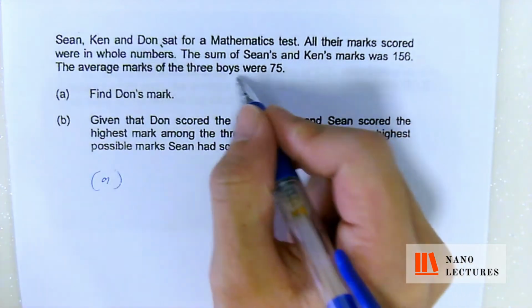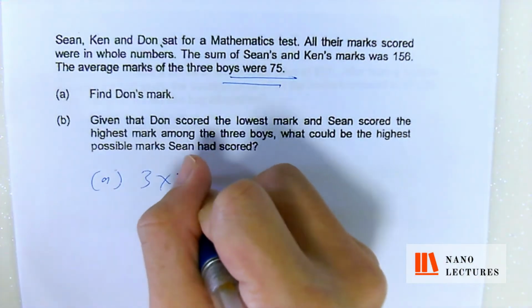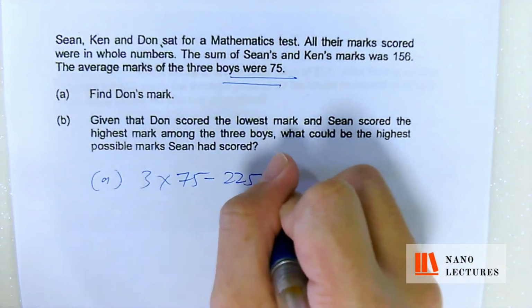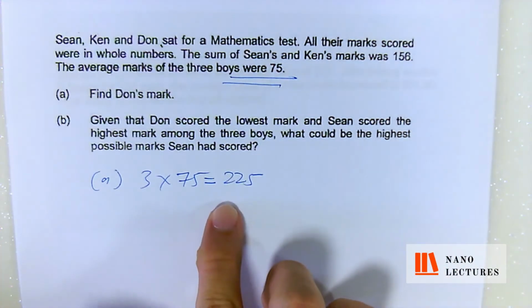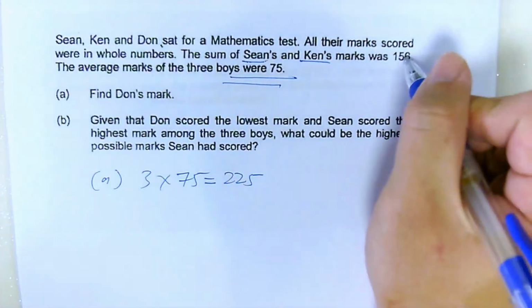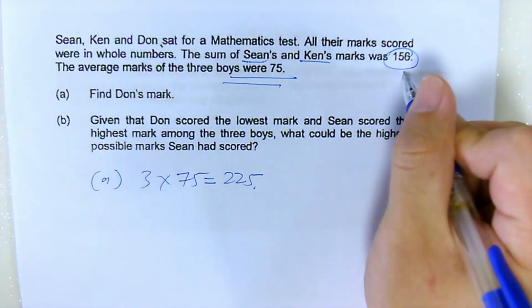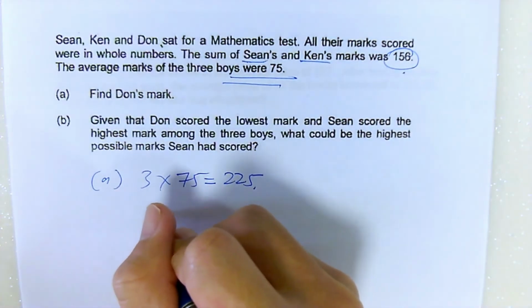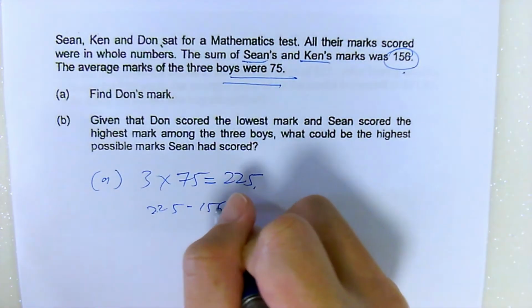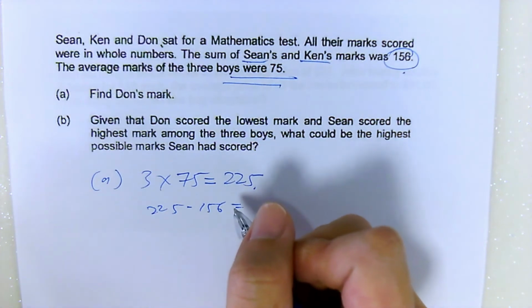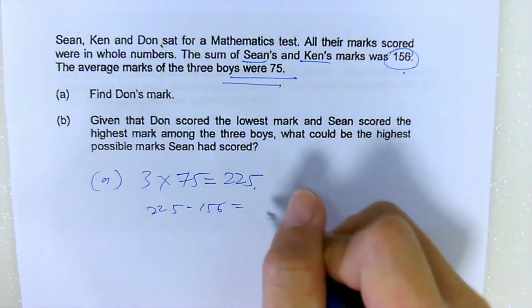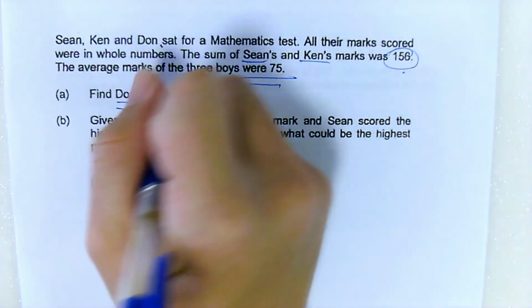Part A, you find the total marks for the 3 boys. You take 3 multiplied by 75, that will give you 225. Because they said that the sum of Sean and Ken is 156, you take 225 minus 156, you can find Don. So 225 minus 156 will give me 69. So Don is 69.